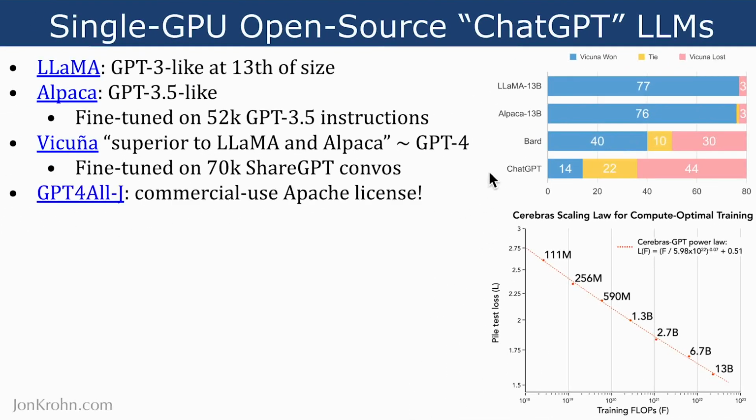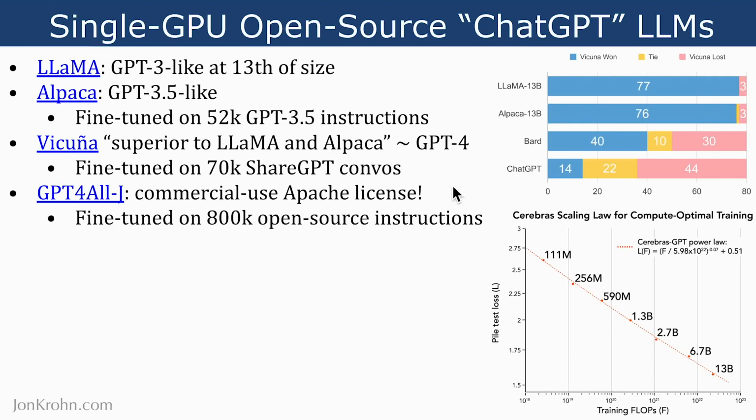A big breakthrough in terms of what you can do with these open source LLMs that you can fit on a single GPU came with GPT-4All-J. The reason why this was a big breakthrough is because it has a commercial use Apache license. These previous architectures were based on Meta's Llama, and Meta did not allow commercial use. So with GPT-4All-J, all of a sudden, you could use these models freely. They started with GPT-J, which is completely open source, Apache 2.0 licensed, and then they fine-tuned it on 800,000 open source instructions.